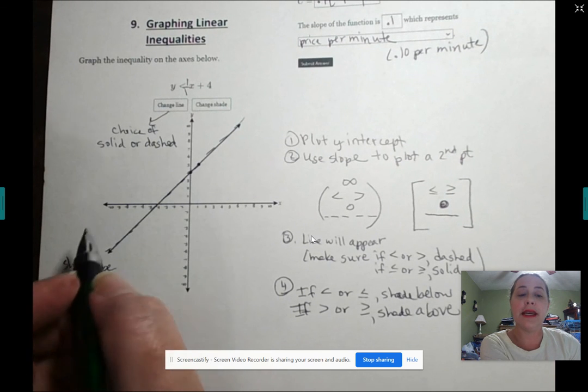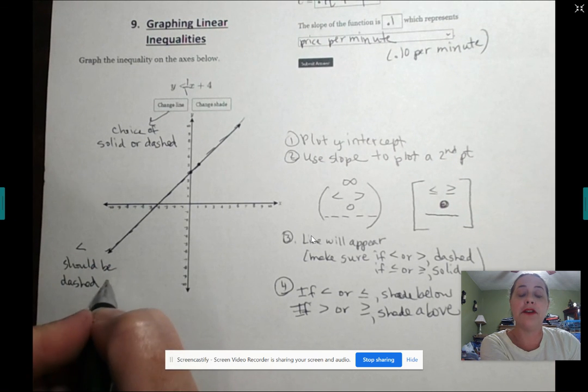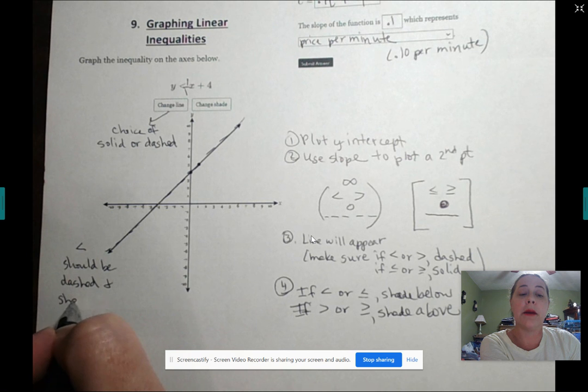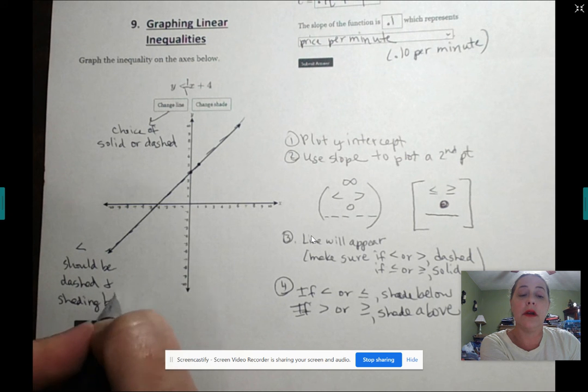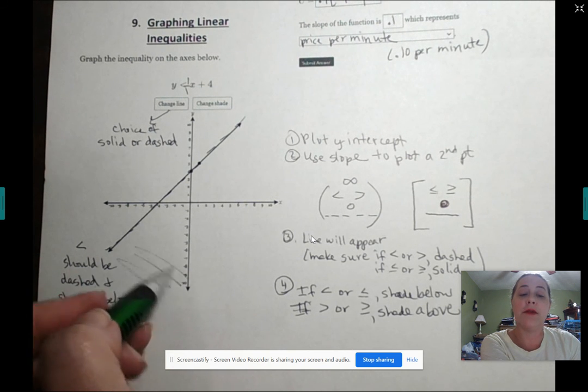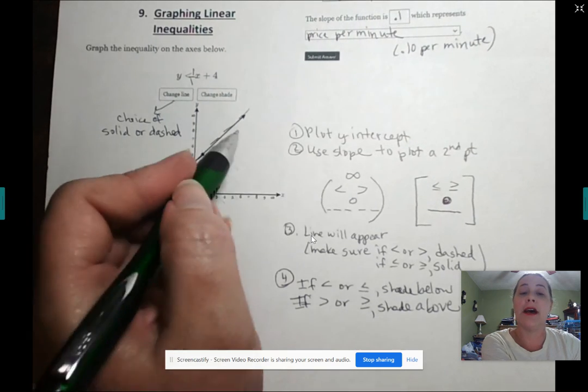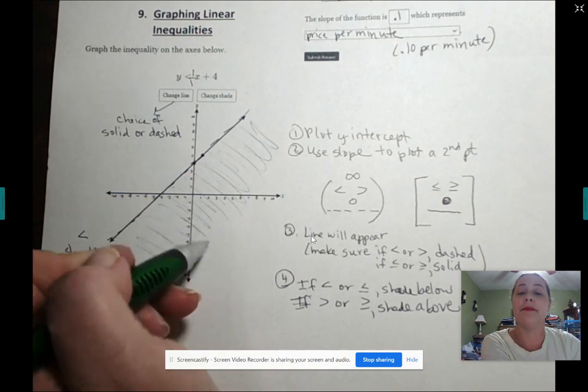This particular one, because it is a less than, it should be dashed and shading below. So we should see something that looks dashed, and we should see something where all the shading is underneath that line. And that is it.